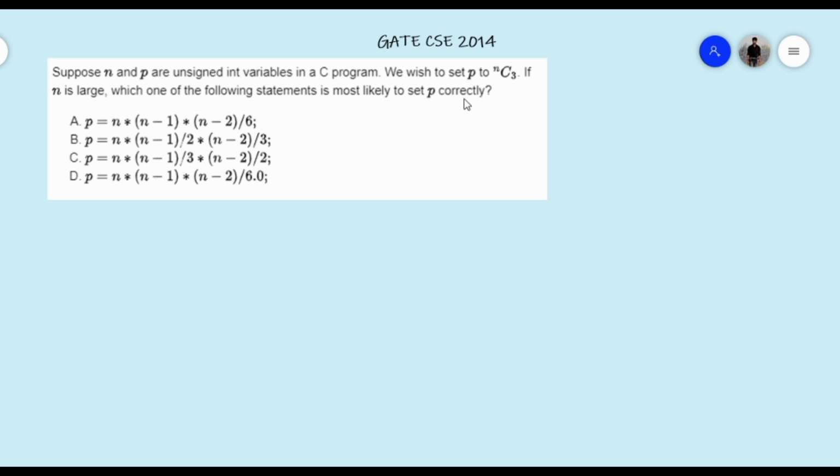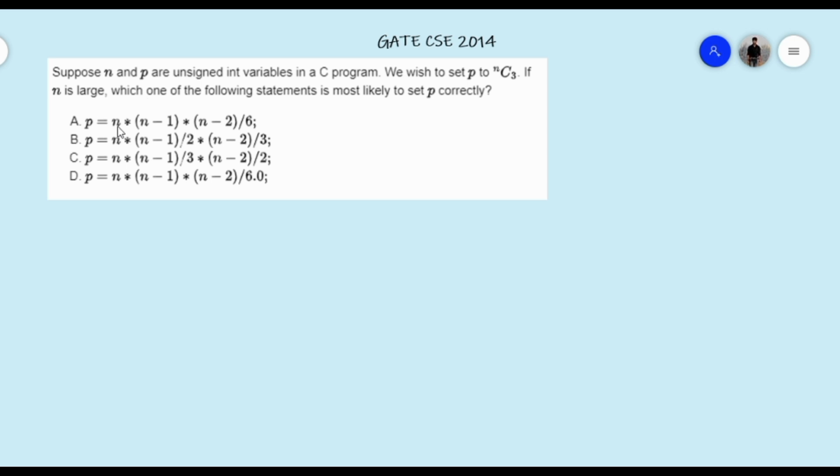If n is a large number, which one of the following is most likely to set p correctly? Here, if n is a large number, first we will do n into n minus 1 into n minus 2. Multiplication and division have the same priority, so we come to associativity, which says we go from left to right. So first we will calculate n, then n minus 1, and then do the multiplication.